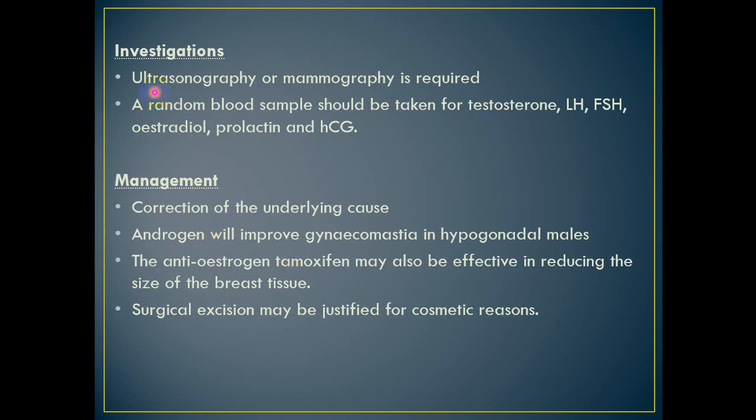How do we investigate patients with gynecomastia? First, we need to confirm gynecomastia by doing breast ultrasound or mammography to confirm and to assess the size of gynecomastia and exclude any underlying mass. Then we need to do a random blood sample for testosterone and estrogen to assess the ratio, and LH, FSH, prolactin, and human chorionic gonadotropin looking for underlying malignancy.